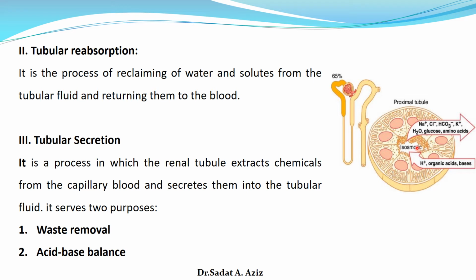Okay, so the process of excretion has two main advantages. The first one is waste removal. Some chemical agents might not be filtered because of their size and their charges. So through the process of excretion, they can be excreted into where? Into the renal tubules.